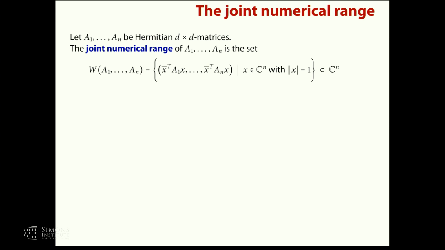So we just do x star A1 x to x star AN x for x of length 1, and we get something in C to the n. I'm sorry, we get something, Hermitian matrices. We get something in R to the n. This is a typo. So now this is the point. This is what I was saying. We take our Hermitian matrices. So of course now we are in R to the n.